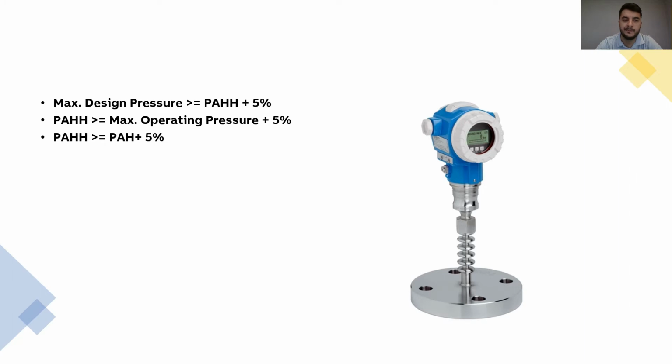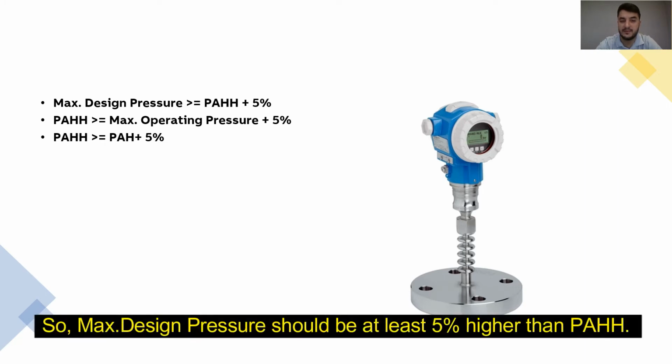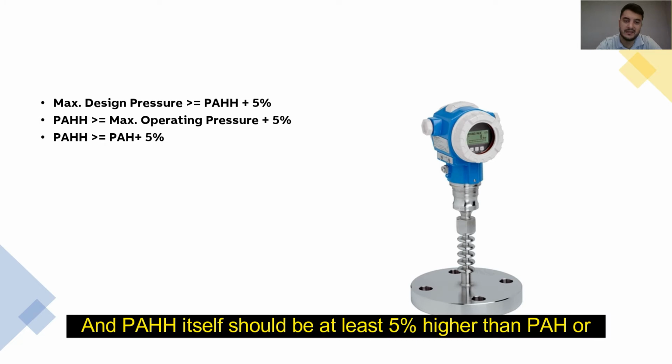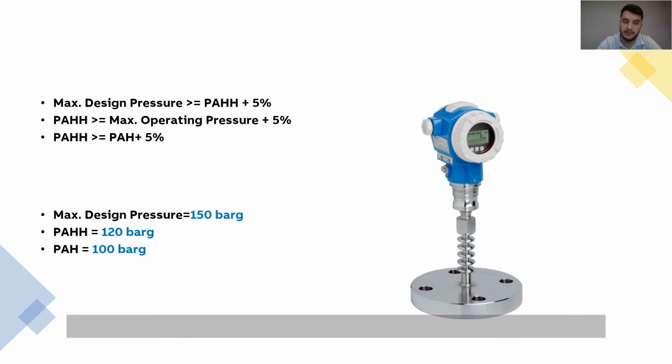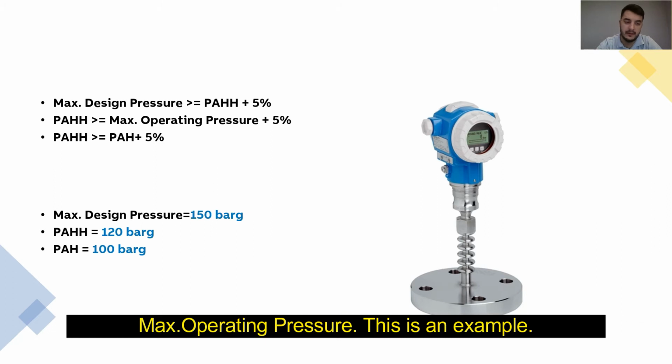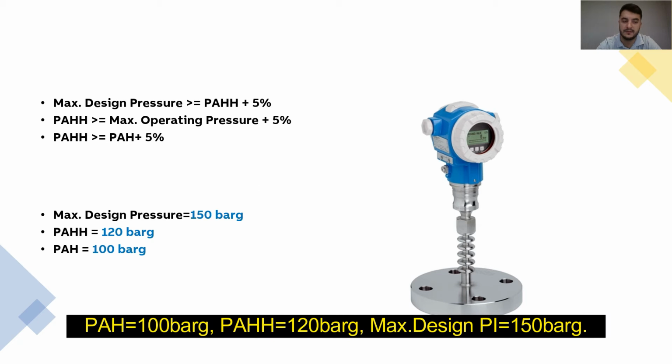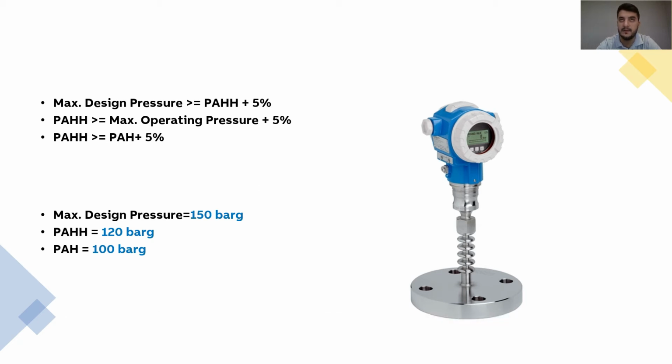So maximum design pressure should be at least 5% higher than PAHH, and PAHH itself should be at least 5% higher than PAH, or maximum operating pressure. And this is an example: PAH 100, PAHH 120, maximum design pressure is 150.